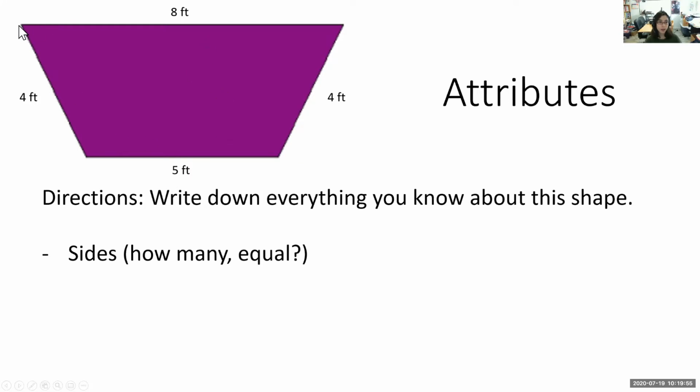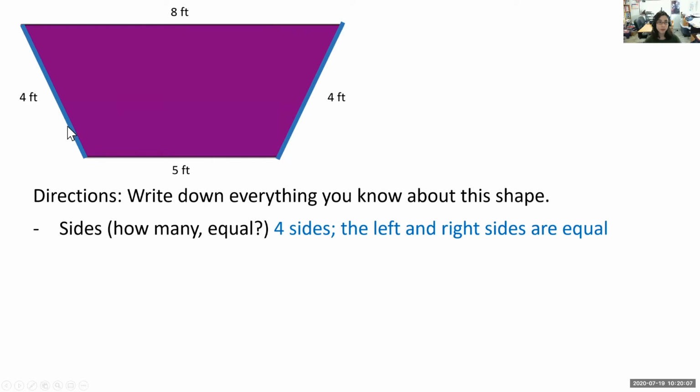But if we look at our sides, we see that this one is 4 feet and this one is also 4 feet. So these sides are equal. So we have 4 sides total, and the left and right sides are equal. So again, this side and this side are equal, but the top and bottom sides are not equal. Okay, so next we have to talk about parallel lines. Are any of these sides for this shape parallel, meaning that they don't cross or meet or touch?